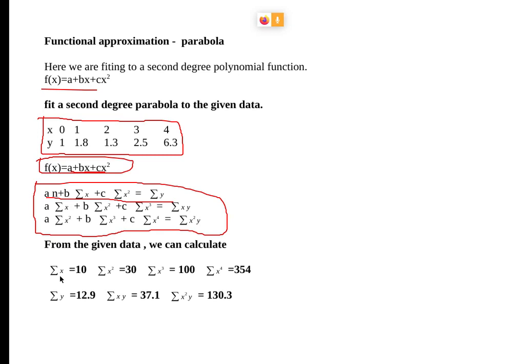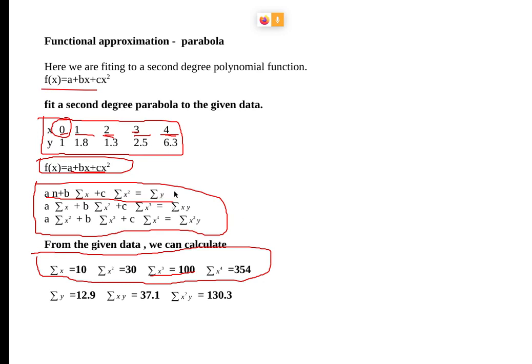So here we are calculating sigma x, that is the sum of the x points, 0 plus 1 plus 2 plus 3 plus 4. Sigma x square is taking the square of each x term and finding its sum: 0 square plus 1 square plus 2 square plus 3 square plus 4 square. Then sigma x cube, that is 0 cube plus 1 cube plus 2 cube plus 3 cube plus 4 cube. Then sigma x raised to 4: 0 raised to 4 plus 1 raised to 4 plus 2 raised to 4 plus 3 raised to 4 plus 4 raised to 4. So we have calculated sigma x square, sigma x cube and sigma x raised to 4 from the given data.